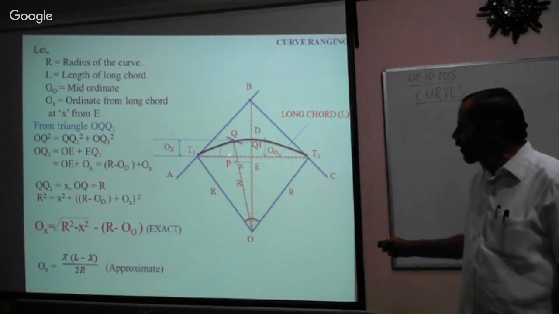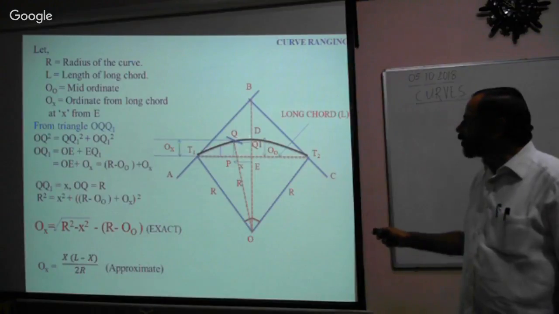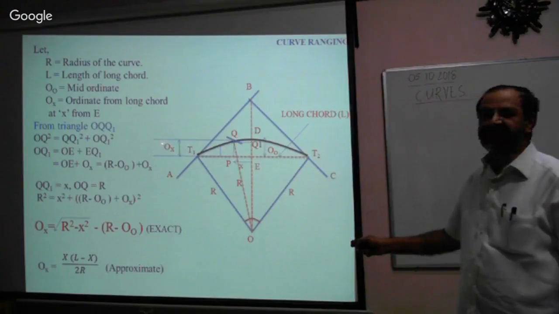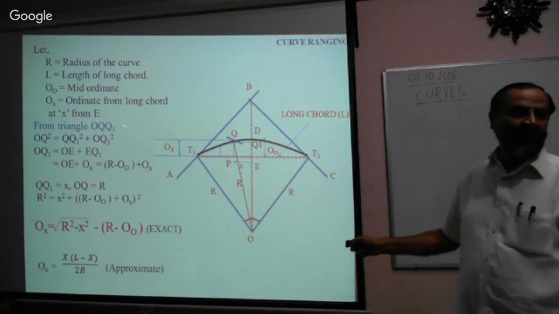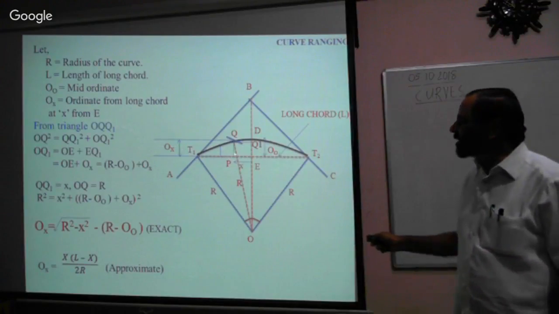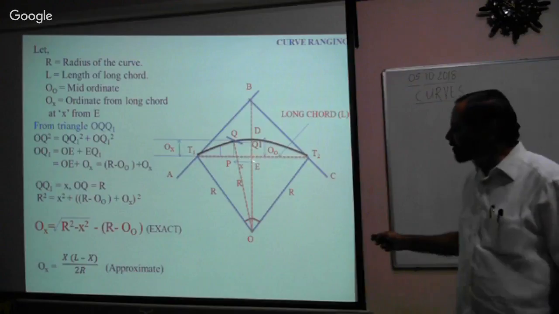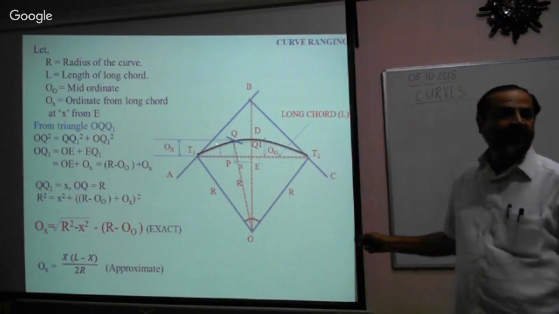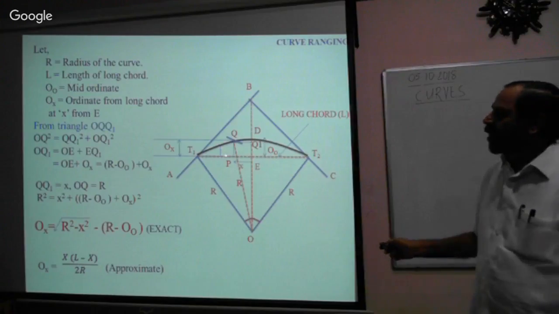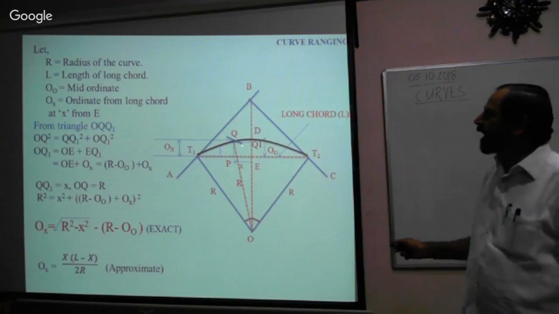First we will calculate this OX. OO is the mid-ordinate. Now this ordinate is OX. We don't know what that is, so we have to calculate it. OX is the ordinate at a distance x from E. Got it? Understood? Okay.